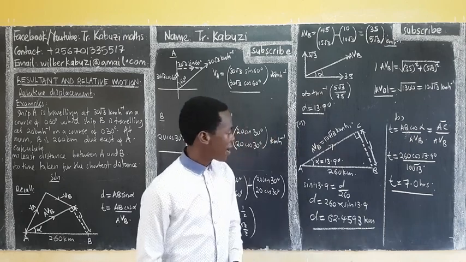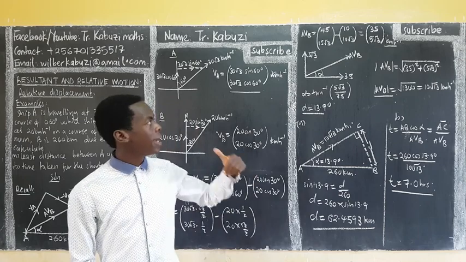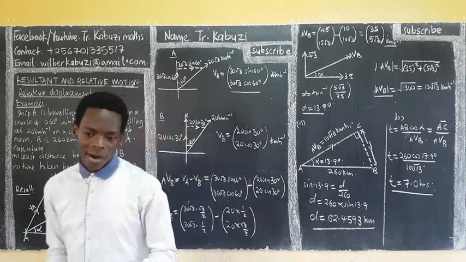So that's how we handle that, members. I wish you well. So now this is the geometry approach of finding the shortest distance. That's it. I wish you well.